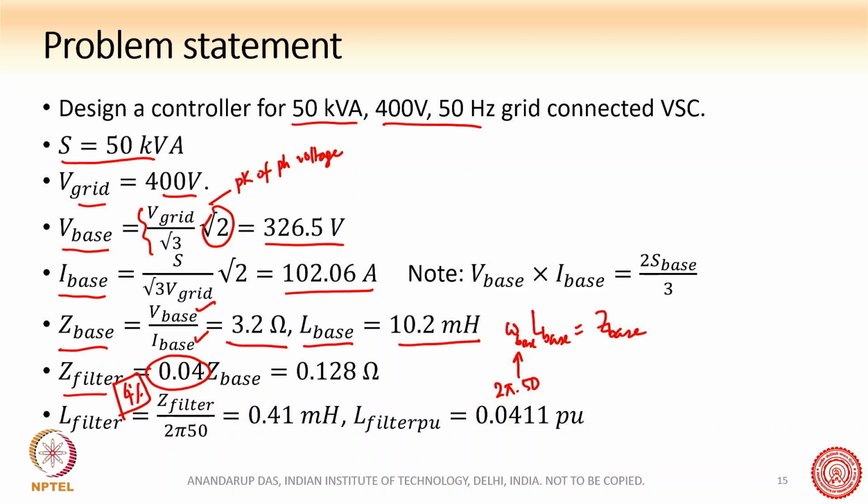We have taken the minimum value for the size constraints, at 4%, and so therefore this is 0.128 ohm, and hence you can see what L filtered is. Z filtered by 2 pi into 50, which is 0.41 millihenry, and therefore L filtered per unit will be 0.04 per unit, okay. So all quantities you can see here, the filtered inductance, the currents, the voltages, are now all written in per unit, okay.